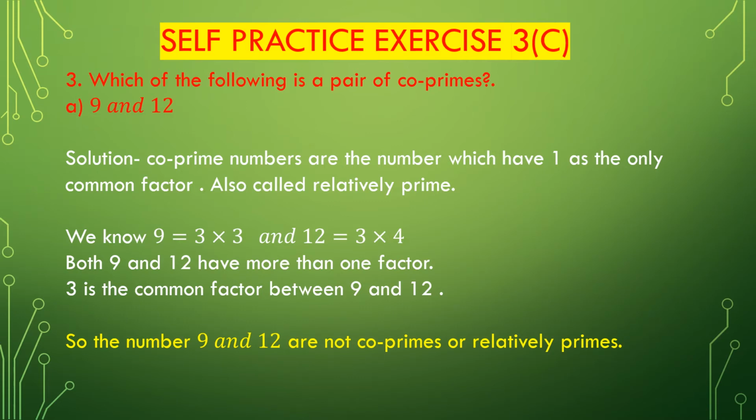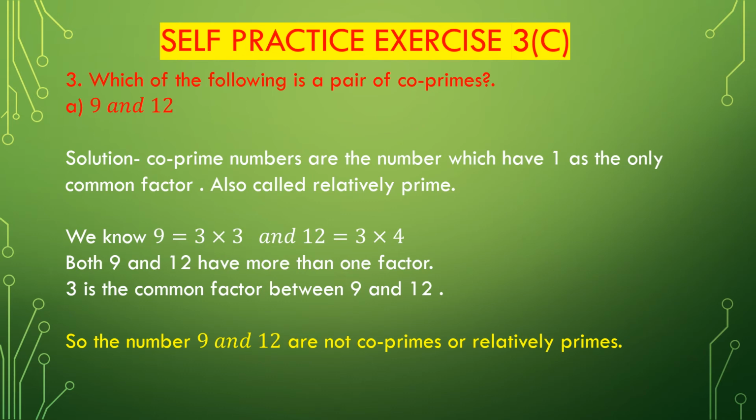Now we solve question number 3. Question number 3 is, which of the following is a pair of co-primes? First, part A, is 9 and 12. We know co-prime numbers are the numbers which have only one as their common factor, and they are also called relatively prime. Here the prime factorization of 9 is 3 multiplied by 3, and 12 is 2 multiplied by 3 multiplied by 2, that is 3 multiplied by 4.